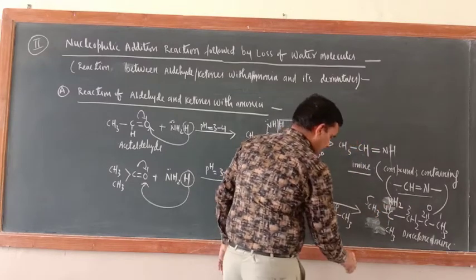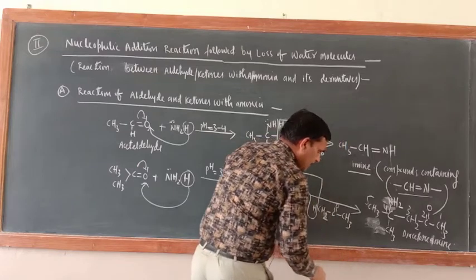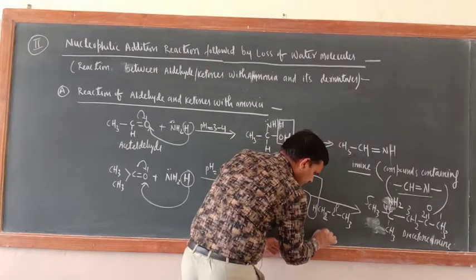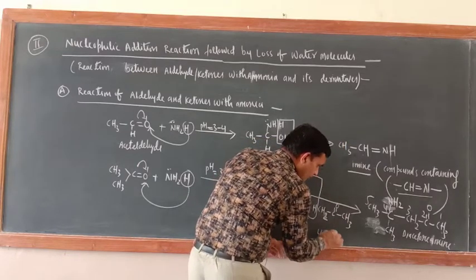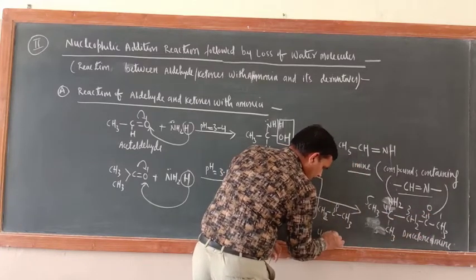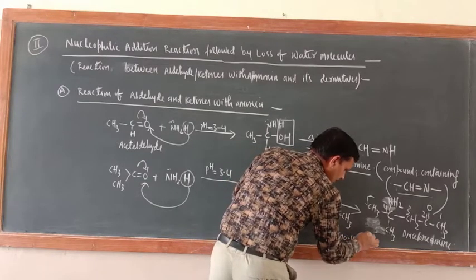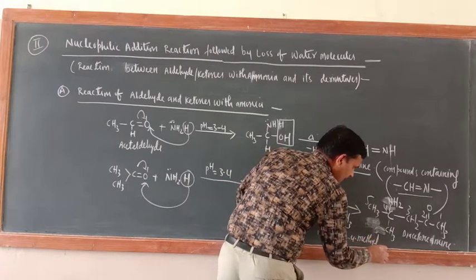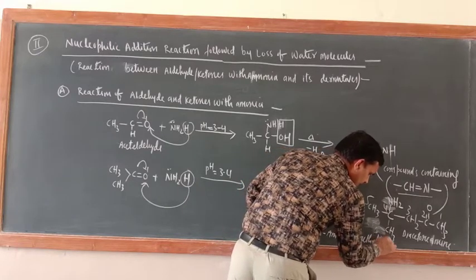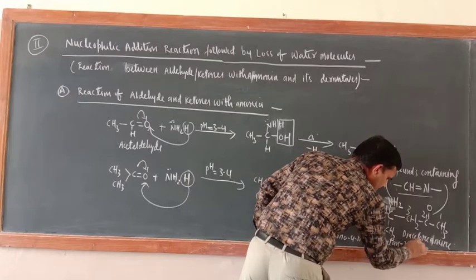So what is the IUPAC name of this compound? The IUPAC name would be 4-amino. In priority order, ketone comes first. So 4-amino, 4-methyl, then pentane, 2-one. This is the name.